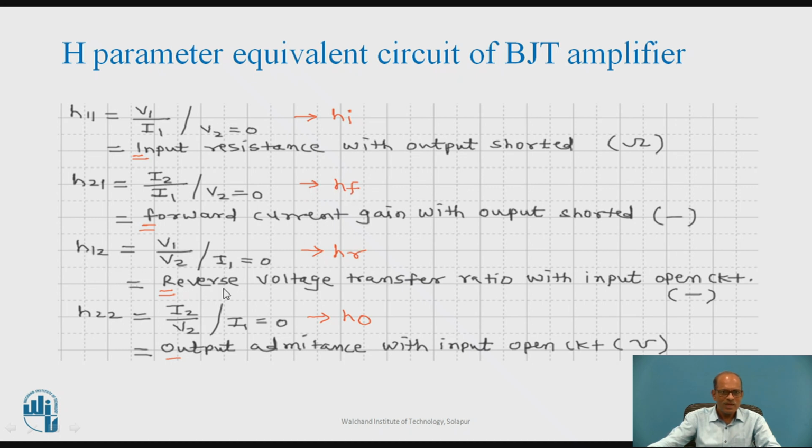H12 is replaced by HR, the reverse voltage transfer ratio. From this first word, the first letter is used. And H22, pick up this O, so H22 is replaced by HO. Now instead of writing H11, we use HI. So I is the input resistance, F is the forward current gain, R is the reverse voltage transfer ratio, and O is the output.